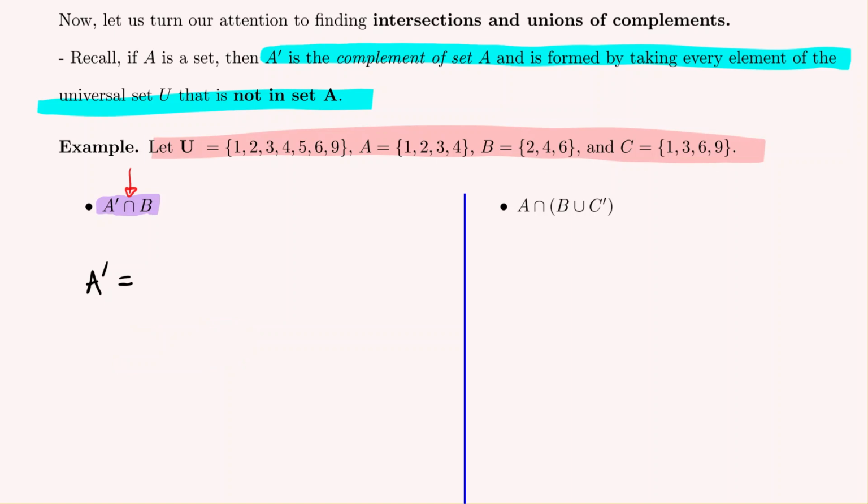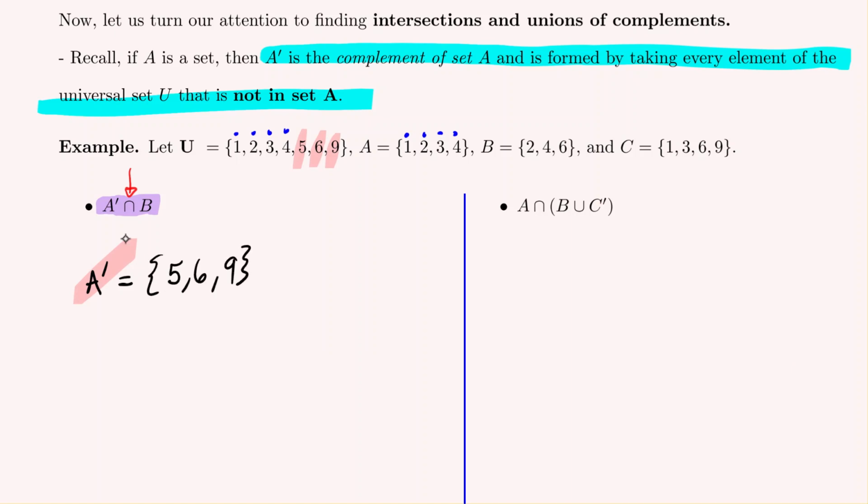So to find A complement, I look first at everything in A, and I make a note above it in the universal set to tell myself, don't include this in the A complement. If 1 is in A, it can't belong to the complement. 2 is in A, so it can't belong to the complement, as is 3, as is 4. So everything that has not been marked will be in A complement. So my A complement is 5, 6, and 9. So I now know what A complement is.